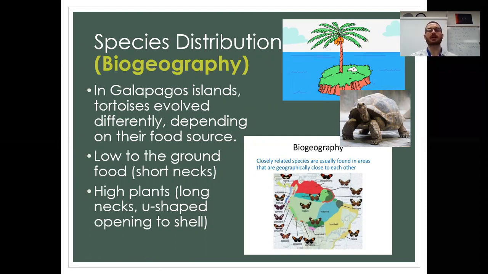Species distribution, again, is how a species is spread out. So in the Galapagos Islands, tortoises evolved differently depending on what island they were on. Birds evolved differently. All the islands are close together, but they all evolved differently because the islands had different food resources. Tortoises with high food had longer necks. Tortoises with more low-lying foods had shorter necks that could get low to the ground. So that's how we see evolution happening there in real time.